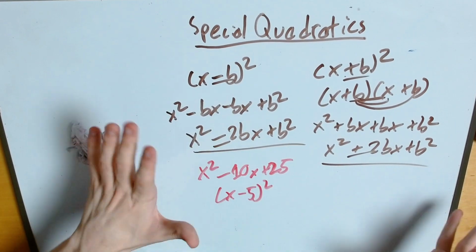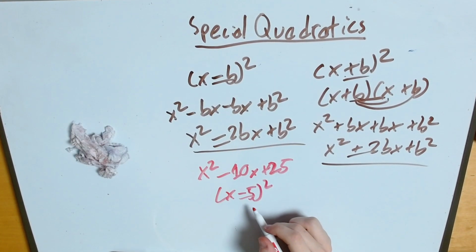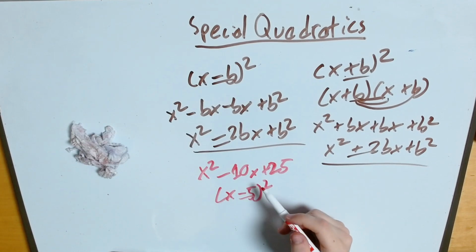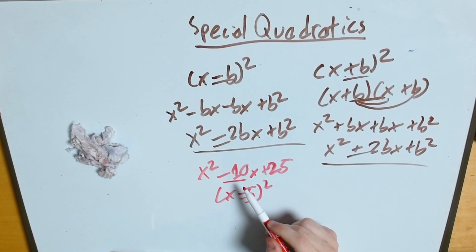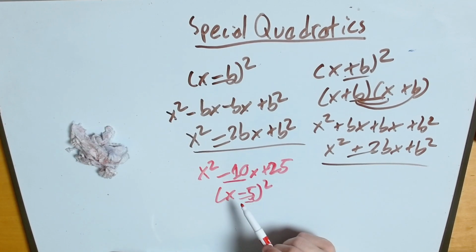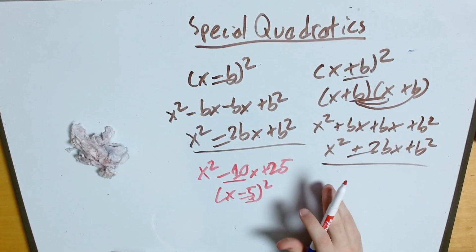So I know that I'm going to have x minus 5. And if I really want to confirm it, I can just take that negative 5 and multiply it by 2, or take that 5 and multiply it by 2, and sure enough, I will get negative 10. So I know, yep, that's the right factorization. I've got it down good.